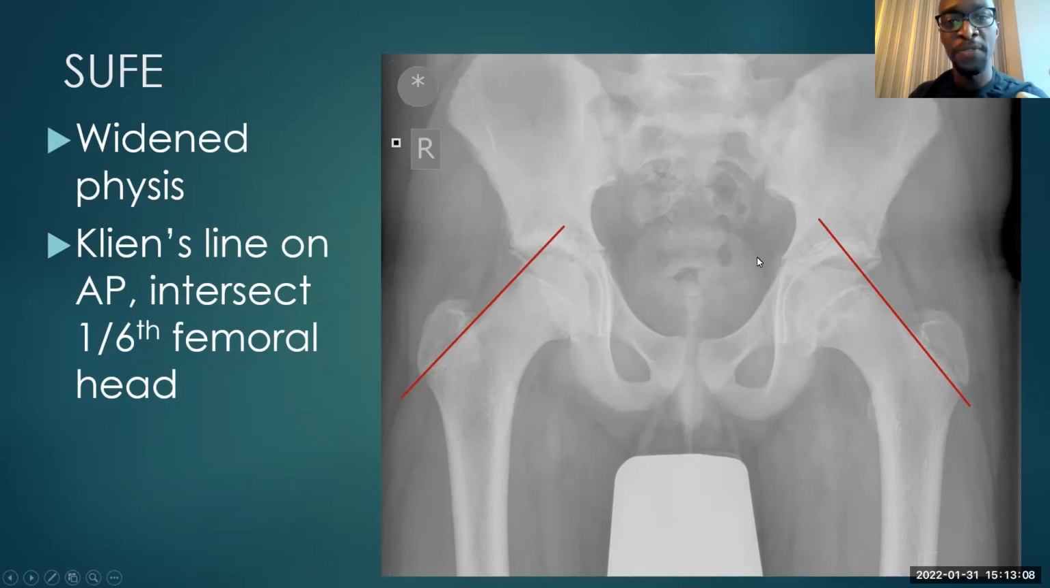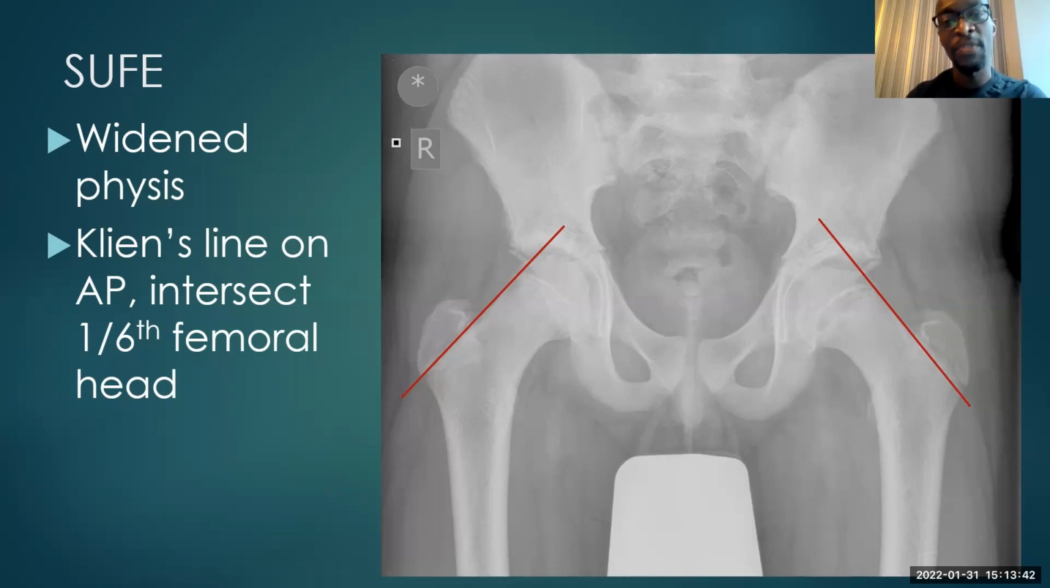Now, what happens with the SUFI, slipped upper femoral epiphysis, is that the femoral head, or the femoral capital epiphysis, slips medially and inferiorly. So it's going to go on the inside of this line. So if when you're drawing Klein's line, it doesn't intersect the lateral sixth, i.e. you don't really have much of the line going through the femoral head at all, then you should be concerned. So that's the point of Klein's line. And I use it as a supplementary tool rather than it being my go-to tool.